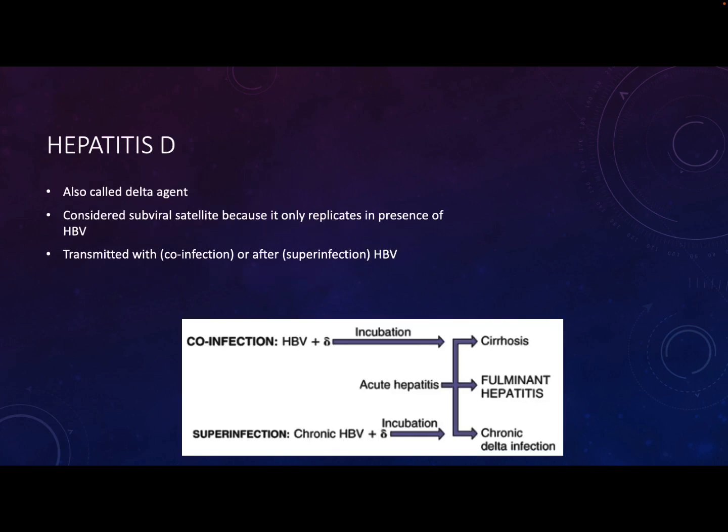Okay, so I lied about alphabetical order. We're going to talk about D for just a second. So hopefully I did skip a whole letter in the alphabet. Hepatitis D is the one that they sometimes call Delta agent.